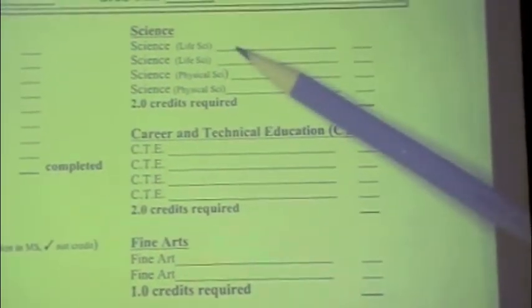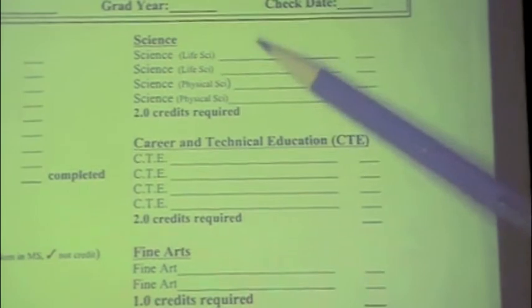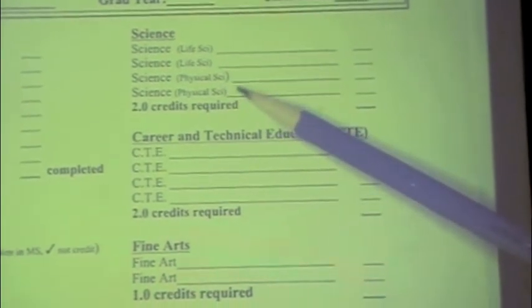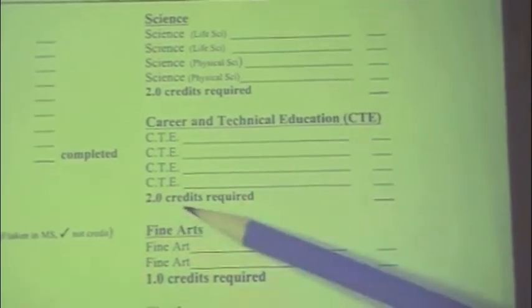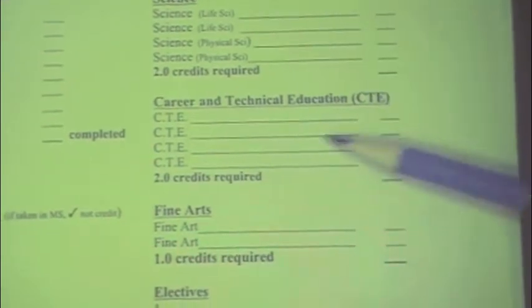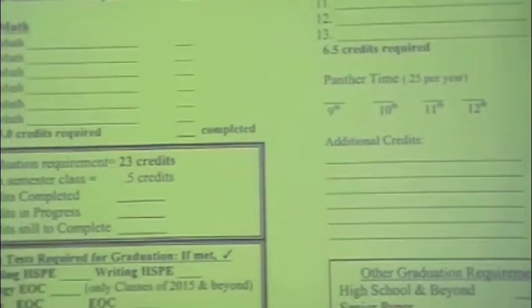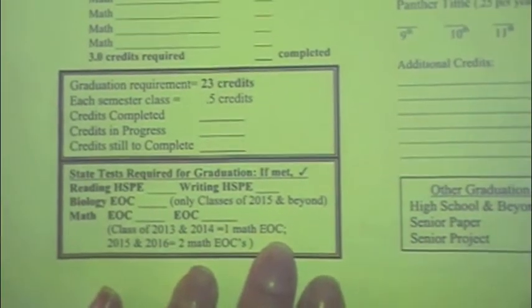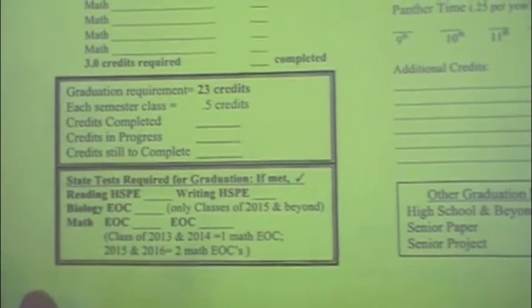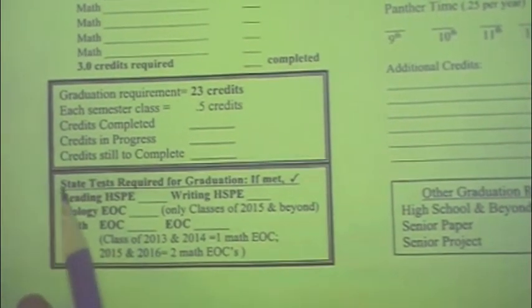Life science, biology, marine biology, zoology. Physical science would be things like chemistry, physics. 2 years of career and technical education credit, 1 year of fine art credit, and 6.5 of electives. These are just the credit requirements. As I look further down on this sheet, you can see down here there are even more graduation requirement information. So the total amount of credits, but down here is really important.